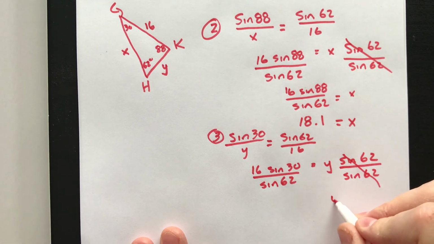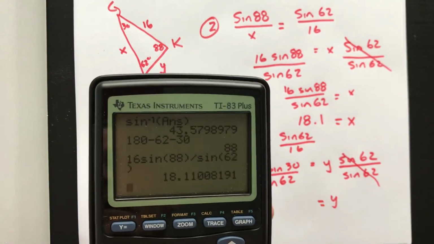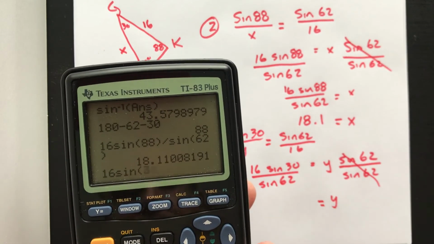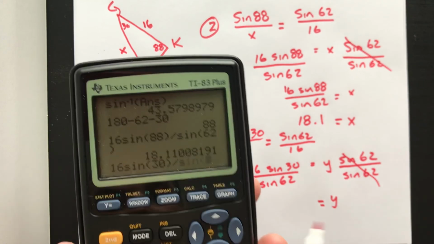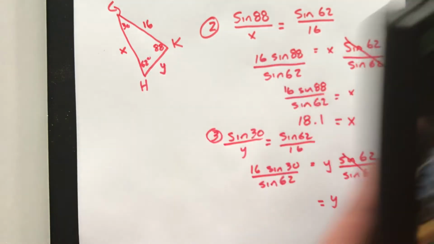All right? So y is equal to 16 sine of 30. Close that parenthesis. Divided by the sine of 62 degrees, and I got 9.1.